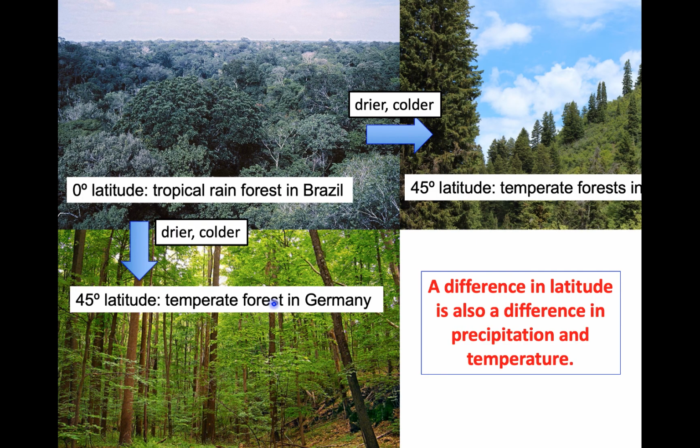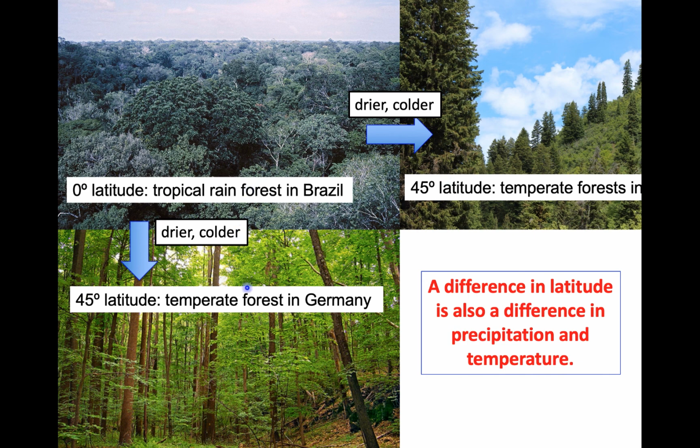So let's talk about how this affects biology, and spell this out in a little bit more detail. So here, once again, we have a tropical rainforest at the equator in Brazil. If you make this drier and colder, I just saw that this text was running off the edge. Sorry about that. This would be a temperate forest in Utah, actually. So if you take that tropical rainforest and go north to Utah, at 45 degrees latitude, then it becomes drier and colder. So now it's a temperate forest instead of a tropical rainforest.